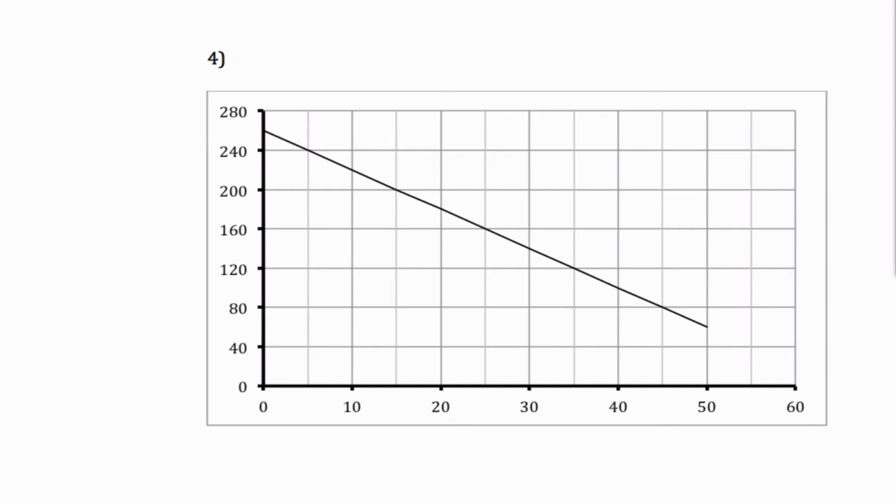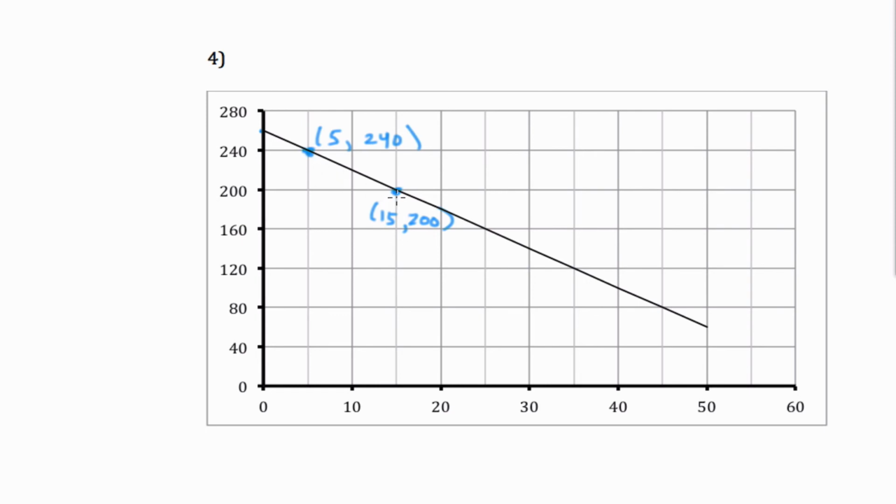So here's number 4, and I can see that it starts over here, and hopefully that is 260, but maybe you're not 100% sure, and you want to pick a point you're sure about, so we can pick this point here. On the horizontal axis, it's right between 0 and 10, so I know that would be 5. On the vertical axis, I know this is 240. You can pick any other point you want, but we'll pick this point. On the horizontal axis, this is 15, and on the vertical axis, this is 200.